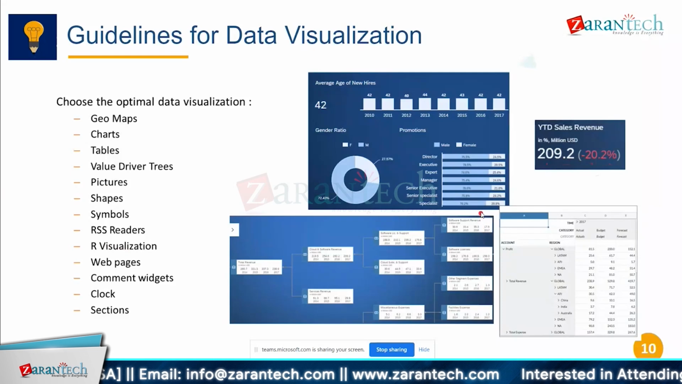Then this is the value driver tree. The value driver tree is specifically useful in scenarios like planning. When you want to plan your revenue, plan for different departments, share the revenue details and do the planning and forecast, at that time you can use a value driver tree. Then we have the table widget, which is a typical Excel-like interface where you see rows and columns.